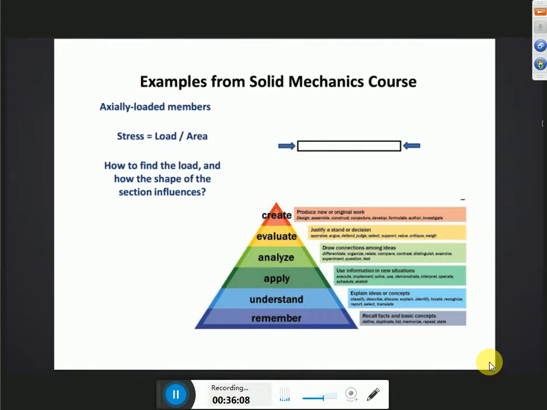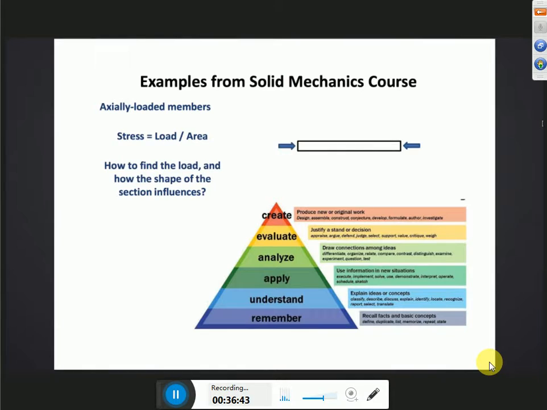So now if I give a practical example, compression members. We have stress equal to load divided by area, and the deformation is PL divided by AE, for those who are familiar with solid mechanics. So the goal here is stress and deflection when a member is subject to different types of loading. We've got axial loading, bending, torsion, combined loading, etc. And there are similar examples for thermodynamics and fluid mechanics.